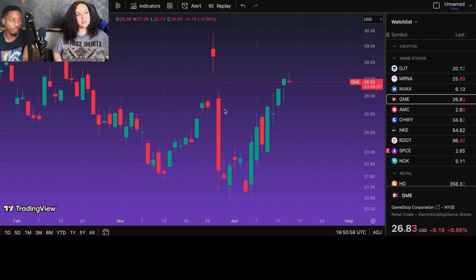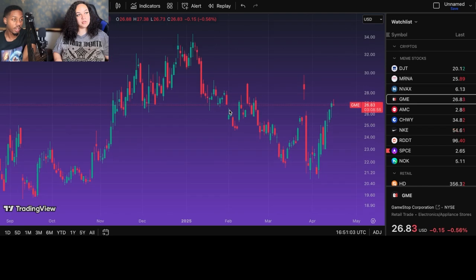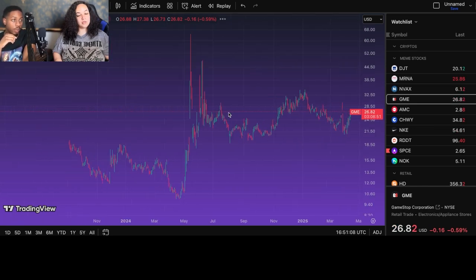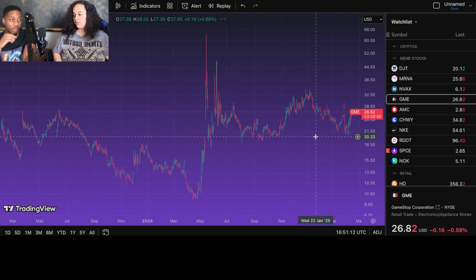So let's go ahead and show you guys. This is GameStop's price, and this is the formation. Based off this candlestick formation pattern, I do see some bullish activity with GameStop with some good support around $21. So this is going to make me put a call option.